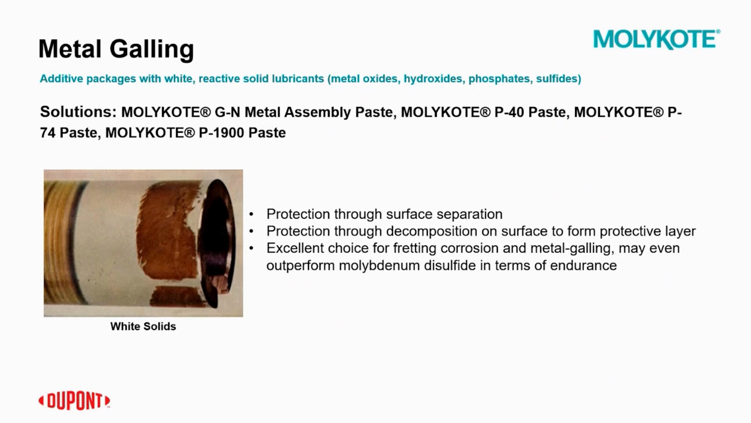the proper lubrication will form films that reduce friction, control heat, and protect surfaces from direct contact and the wear effects. Additionally, some additives can form protective barriers or react chemically with the surfaces in order to enhance those protections during boundary lubrication conditions. And within the portfolio, additive packages, particularly with white solids, which include metal oxides, hydroxides, phosphates, and sulfides, can really help protect against metal galling. White solids have even been known to outperform molybdenum disulfide in terms of endurance.